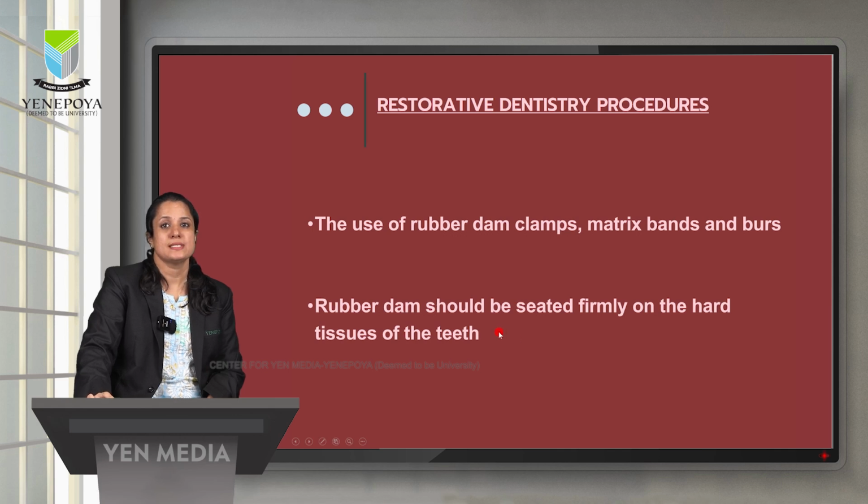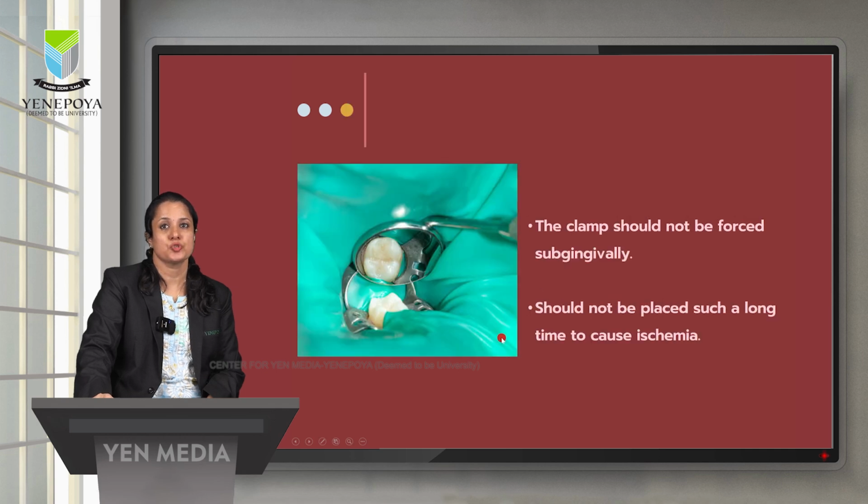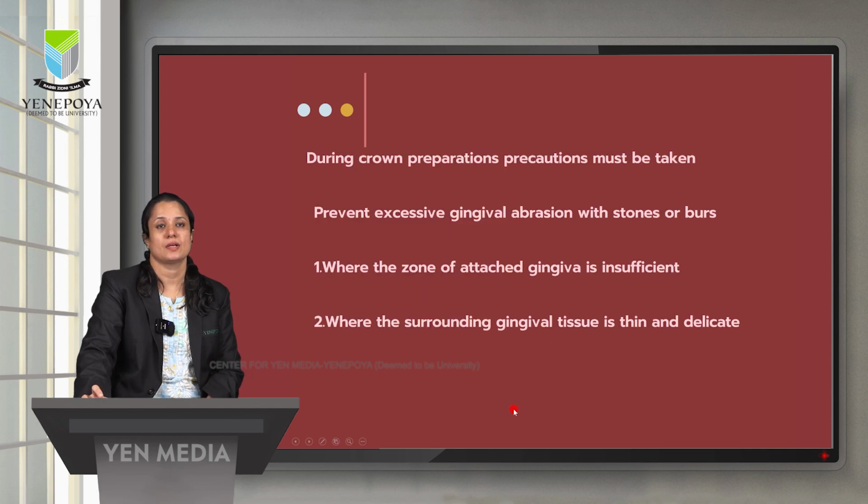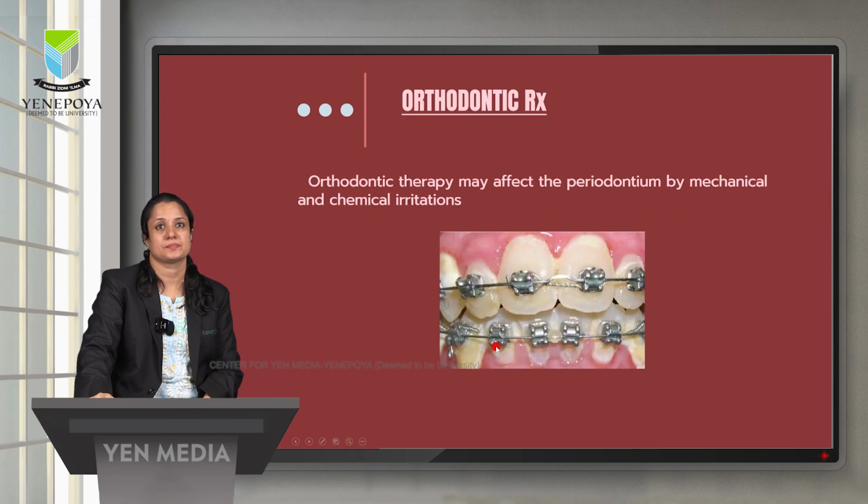The rubber dam should be seated firmly on the hard tissues of the teeth and not on the soft tissues. The clamp should not be forced subgingivally, which may cause tearing of the junctional epithelial structures and the connective tissue of the gingiva. And it should not be placed for a very long time, causing ischemia, because this can lead to sloughing of the tissues. During crown preparations, precautions must be taken to prevent excessive gingival abrasion with stones or burs, especially when the zone of attached gingiva is insufficient and where the surrounding gingival tissue is thin and delicate.